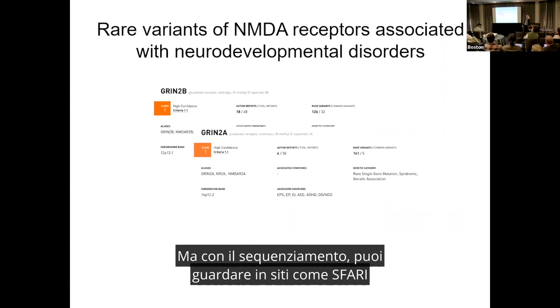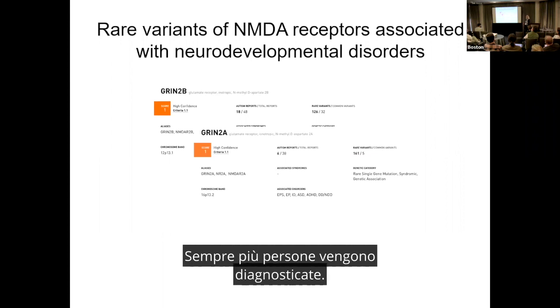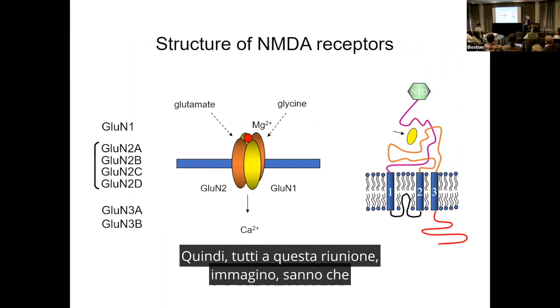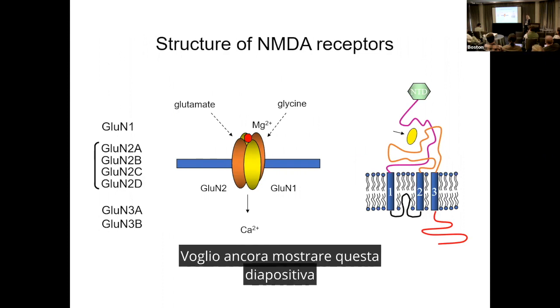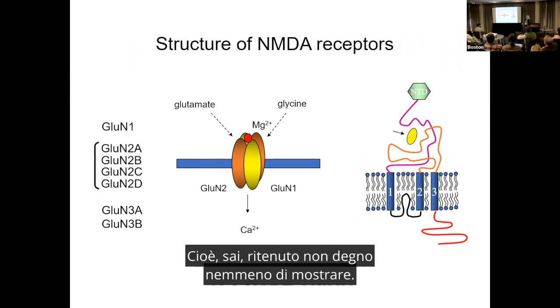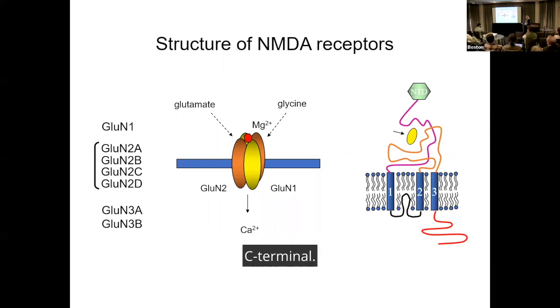With the sequencing, you can look at sites like Safari and you see it's in the highest confidence level. As evidenced by this meeting, more and more people are being diagnosed. Everyone at this meeting, I imagine, knows that NMDA receptors are heterotetramers. I still want to show this slide because what I point out is this thing here that's often lopped off, the other structural part that is deemed not worthy of even showing. We focus a lot of our attention on the C-terminal domains.